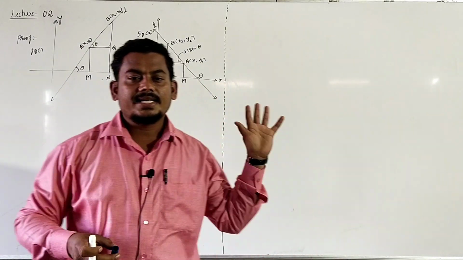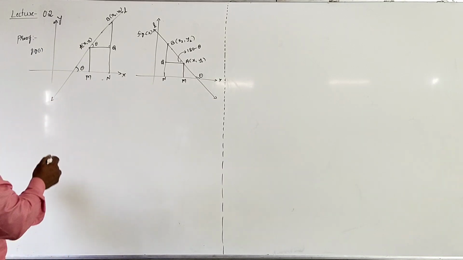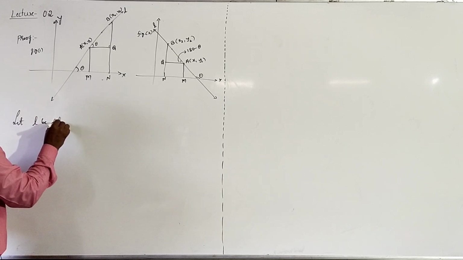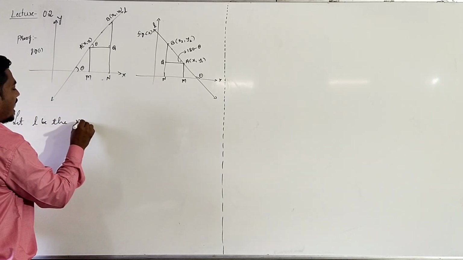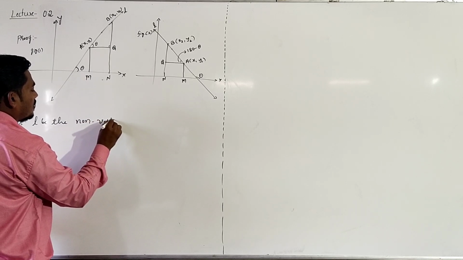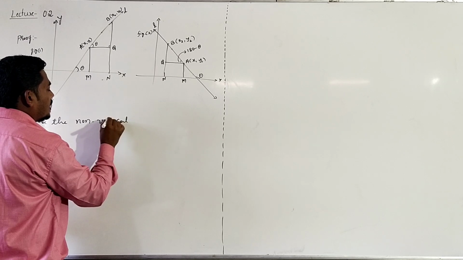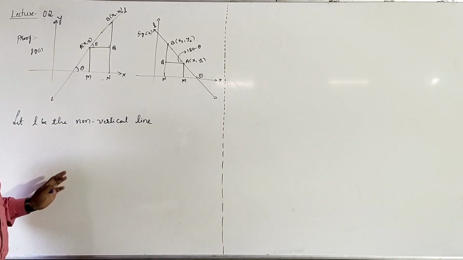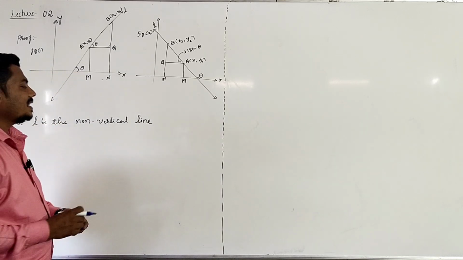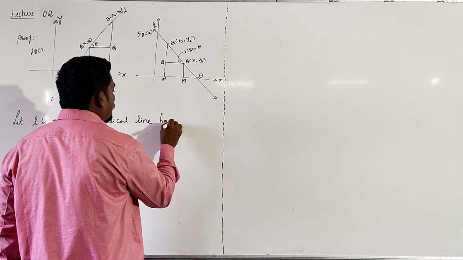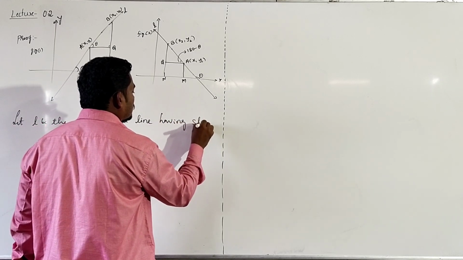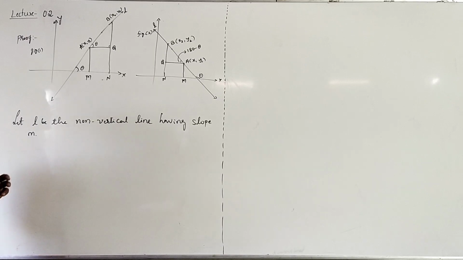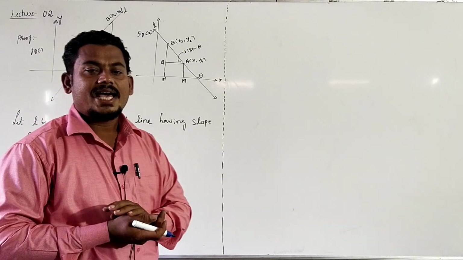Now we should write some explanation, right? Let L be the non-vertical line having slope small m.